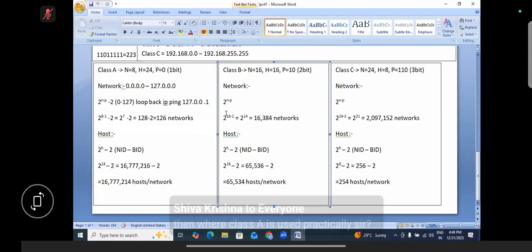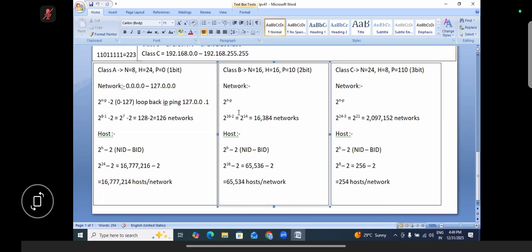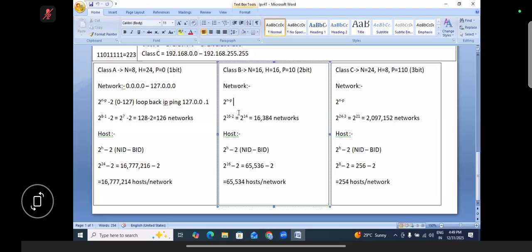So now 2 to the power of 16, right? And then minus 2. And how is the class used practically? If you have a need for more hosts, for example, you need to deploy 2000 machines into one network, at that time we are going to use class A. Got it? But small networks are preferable. Large networks are not preferable. Who's going to connect more than 2000 machines into one network? No one. Practically, it's not worthwhile, right?